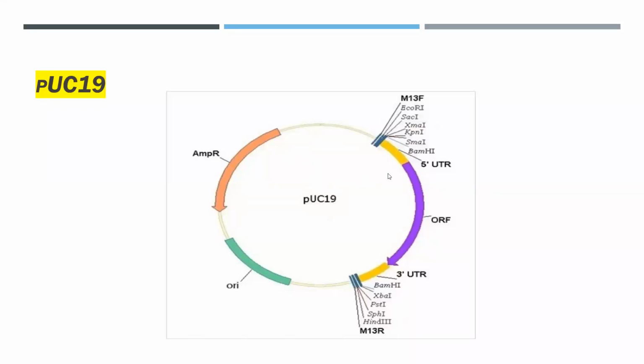This is the 5' UTR, this is the 3' UTR. UTR means untranslated regions of nucleotides. This is the linker with restriction enzymes. This is also an extrachromosomal, double-stranded, circular, self-replicating DNA molecule. This is the origin of replication site.